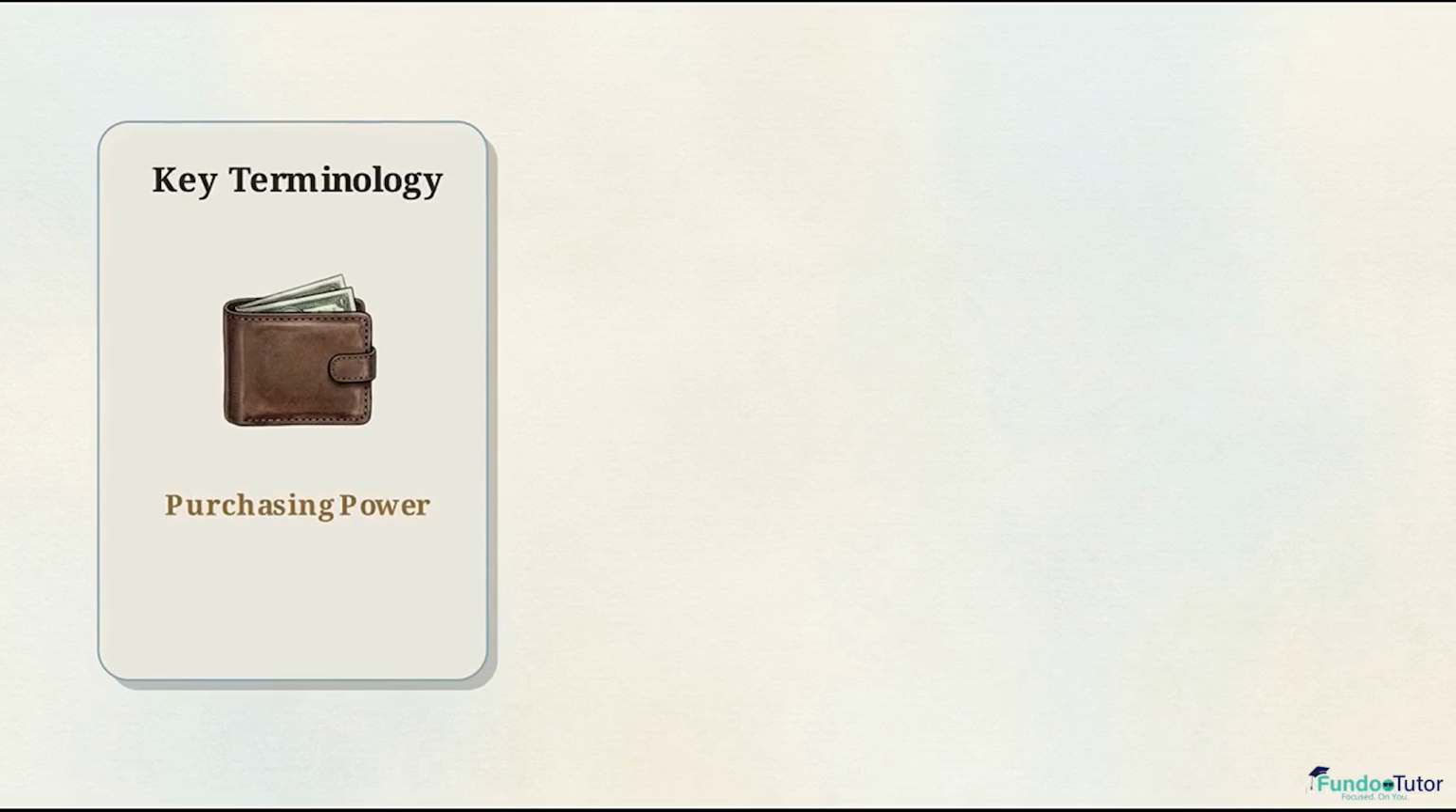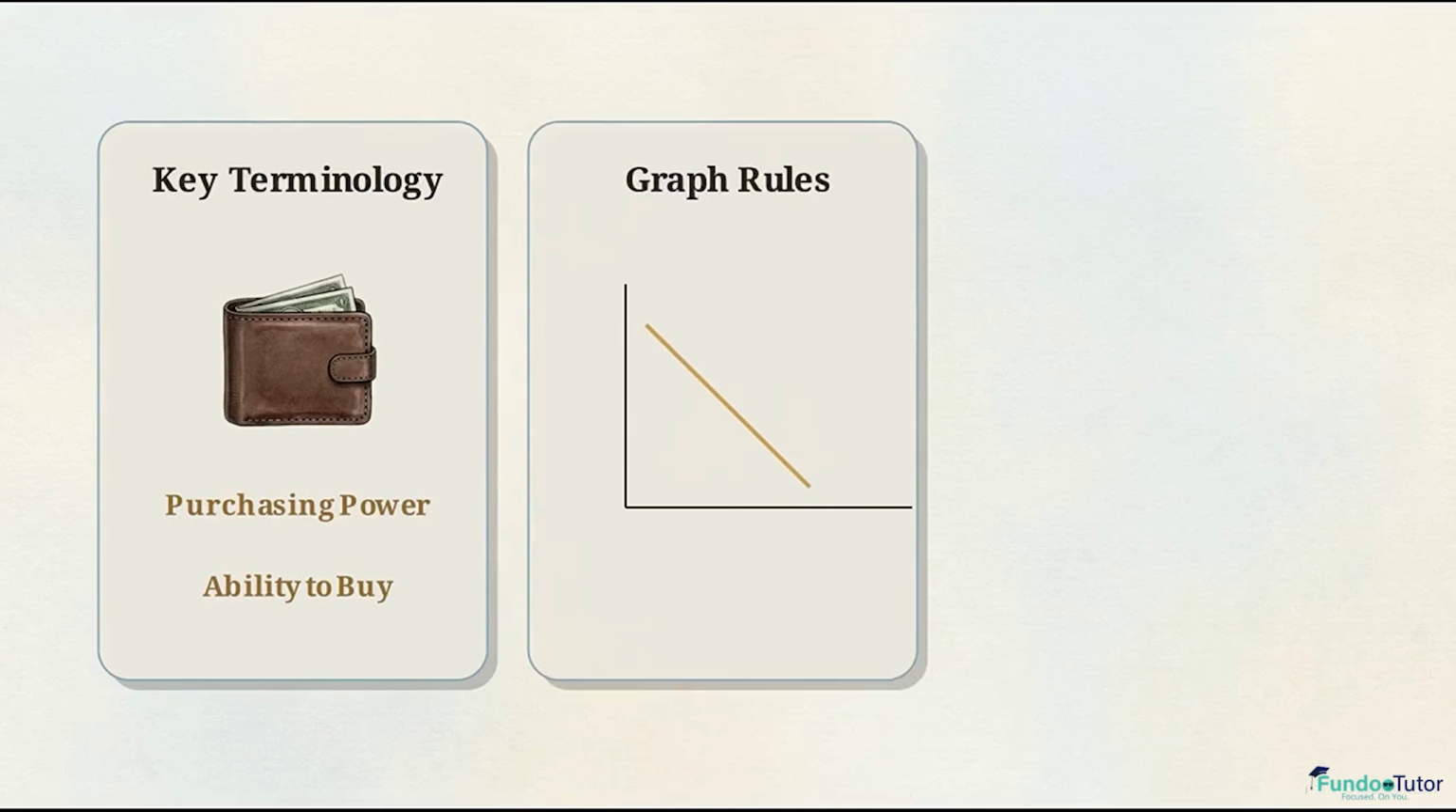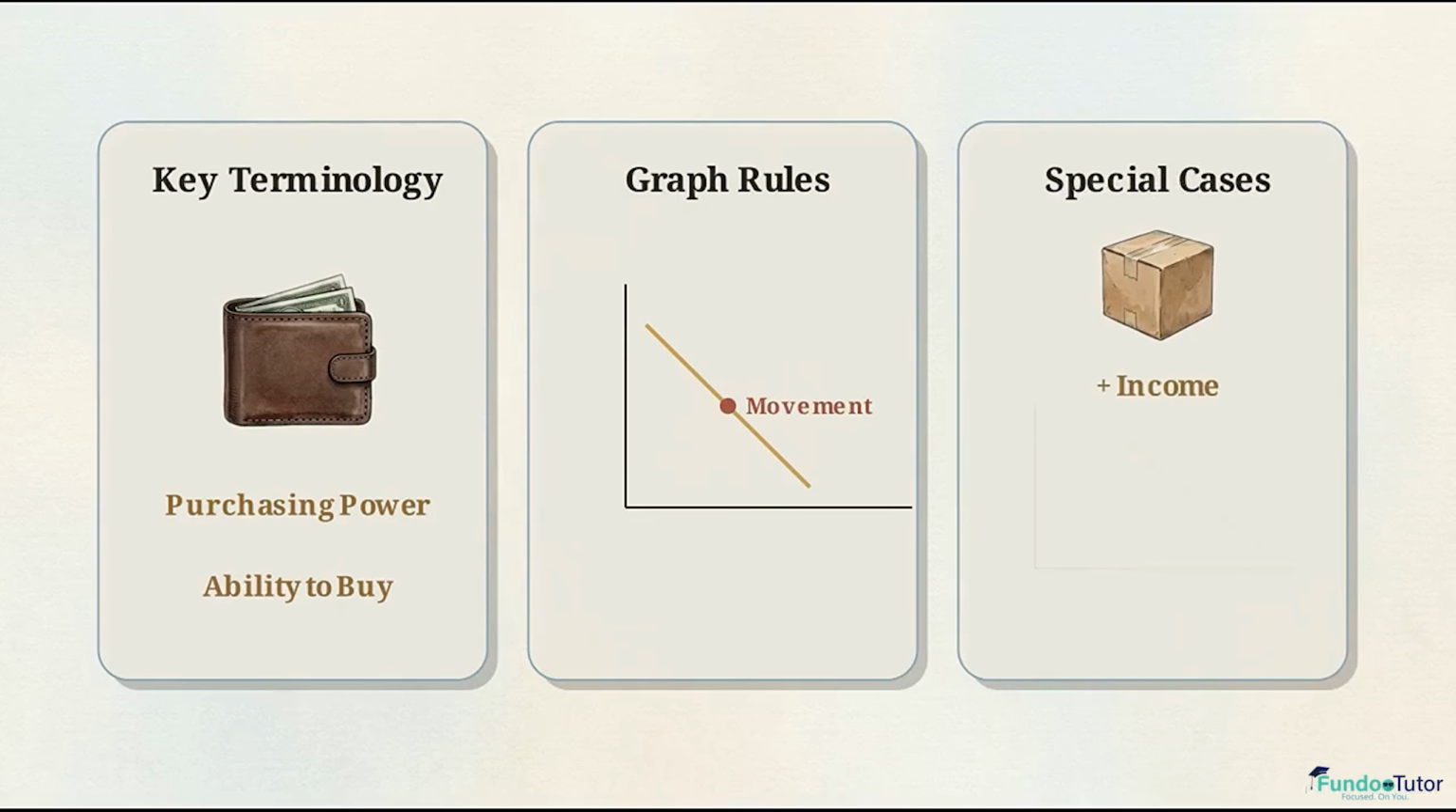1. Always write purchasing power or ability to buy in your analysis. 2. Never confuse a demand shift with a movement along the curve. 3. Remember an income increase shifts demand for inferior goods to the left.